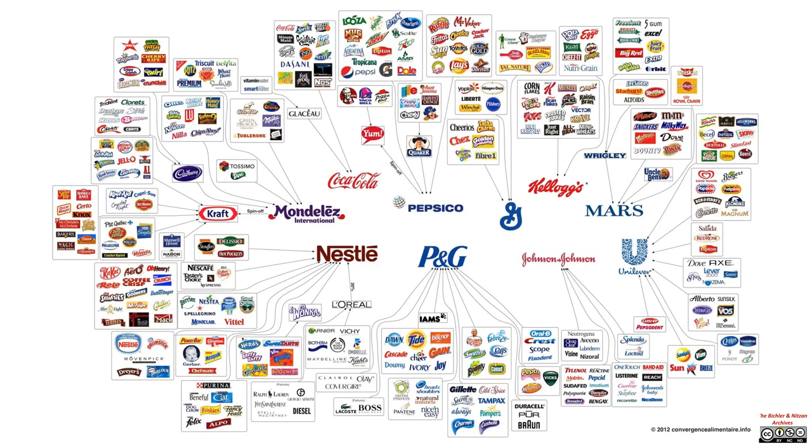The market for consumer goods, for example, has numerous brands, but most of these brands are owned by a few giants, in this case by Kraft, Mondelez, Nestle, Procter & Gamble, Johnson & Johnson, Unilever, Mars, Kellogg's, General Mills, PepsiCo, and Coca-Cola. In other words, it's an oligopoly. And this structure is prevalent in most markets you can think of.